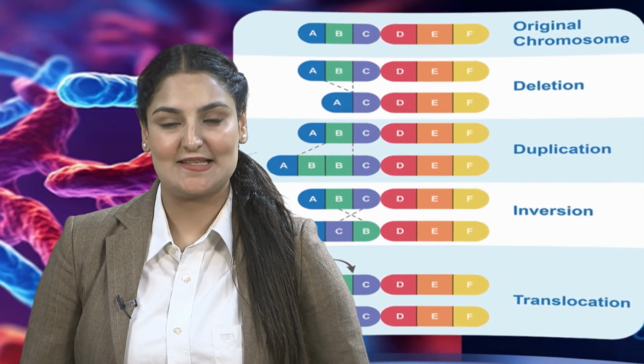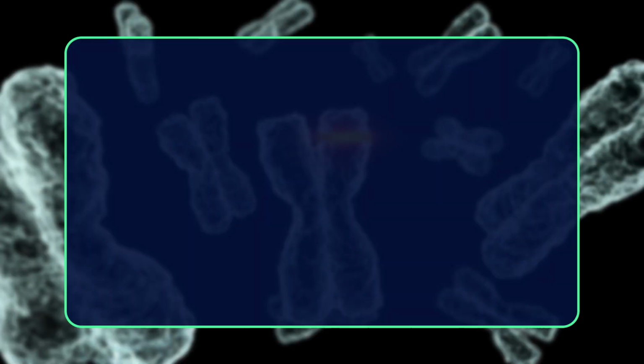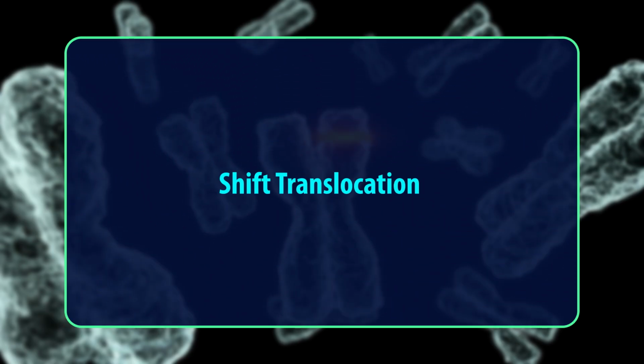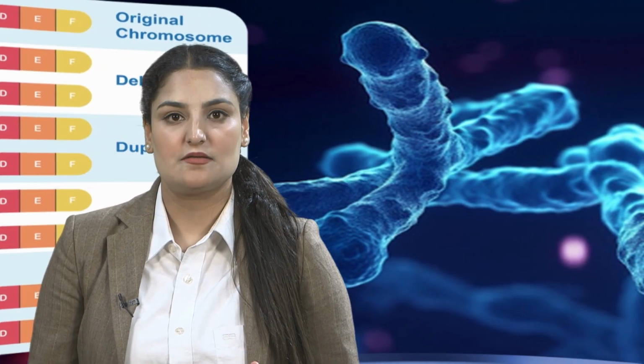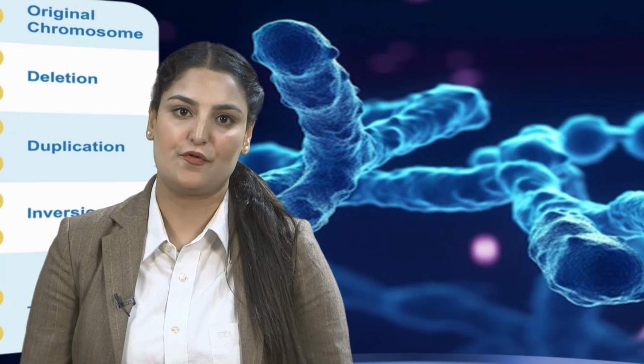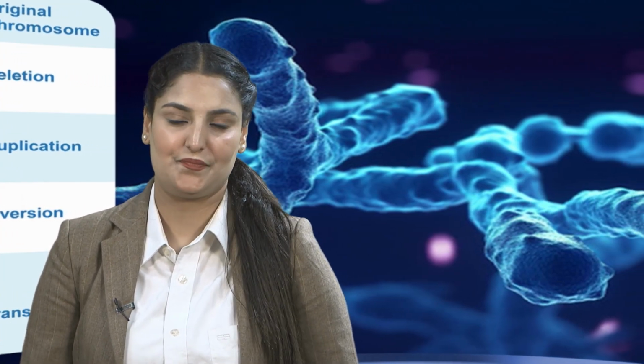There are three main types of translocation. Number one is simple translocation. A single segment from one chromosome attaches to the end of a non-homologous chromosome. Number two is shift translocation. A broken segment is inserted into the internal region, not at the end, of a non-homologous chromosome.